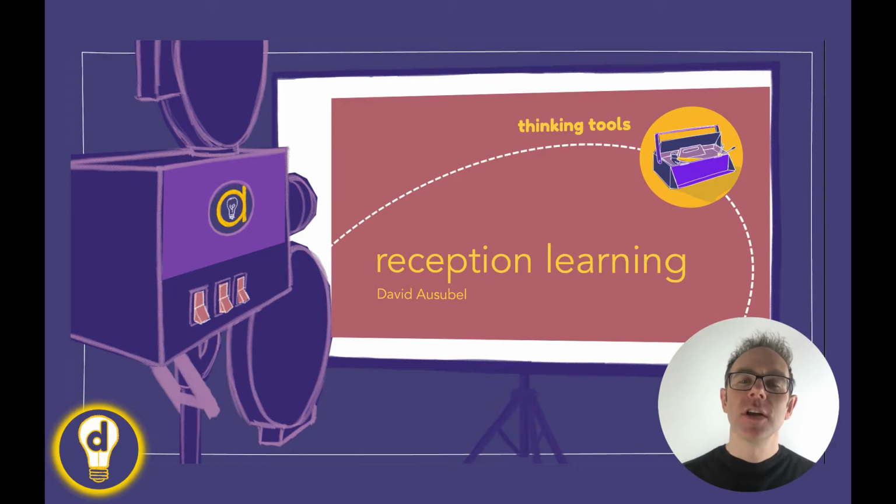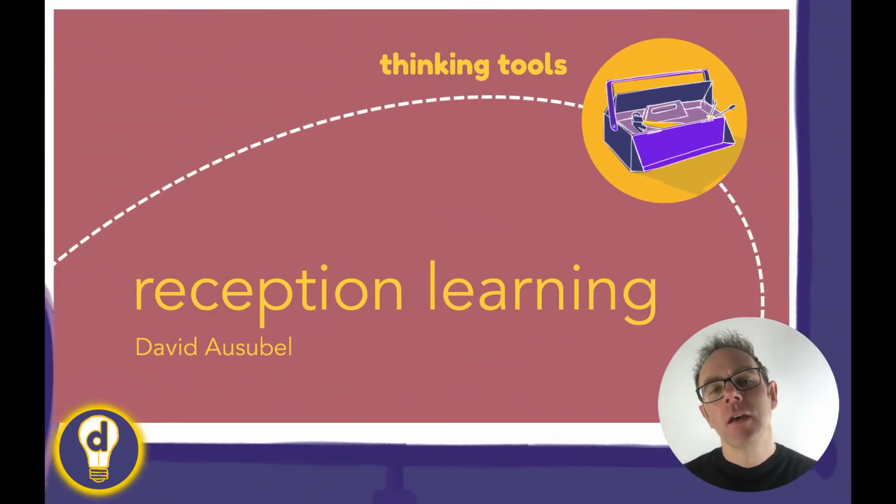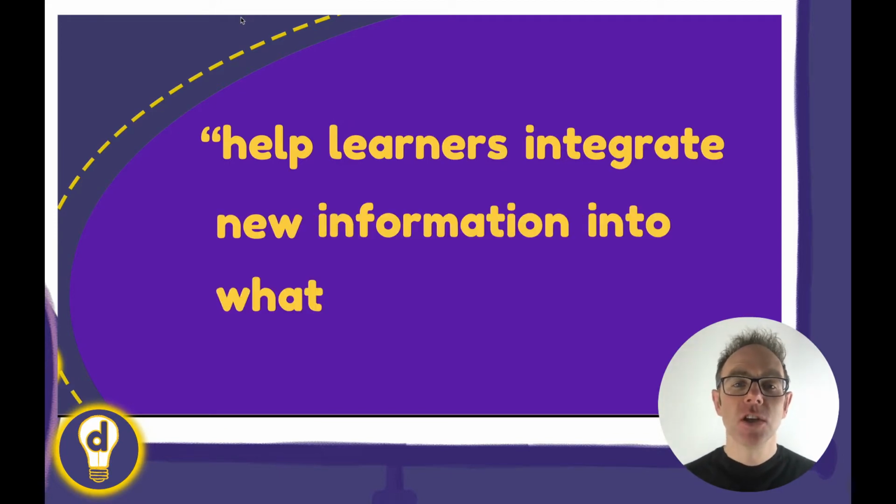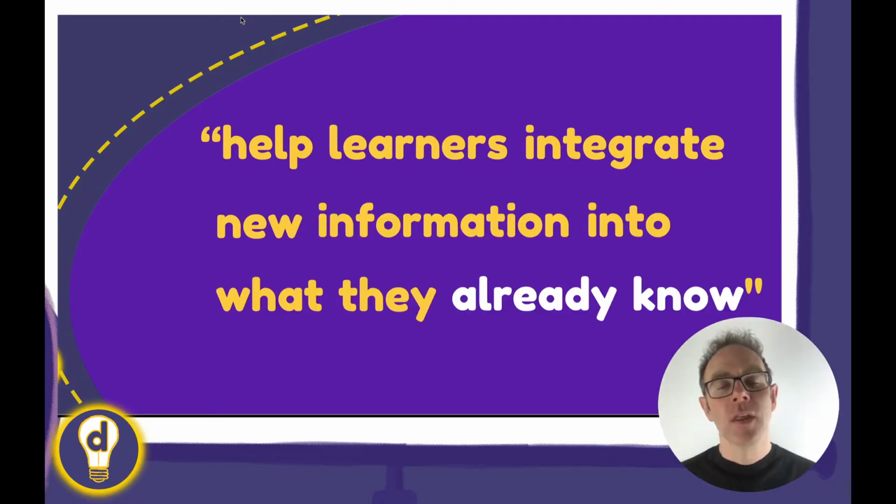In this episode, we're looking at reception learning, which was developed by a chap called David Ausubel. Reception learning can be summarised as follows: help learners integrate new information into what they already know. This might sound obvious, but if you ever try to explain anything to a child, you'll understand what I mean.